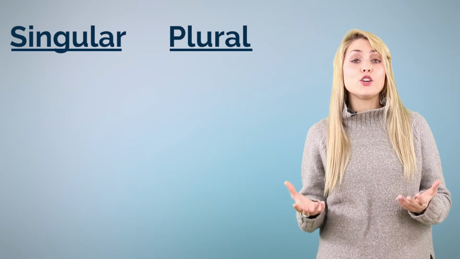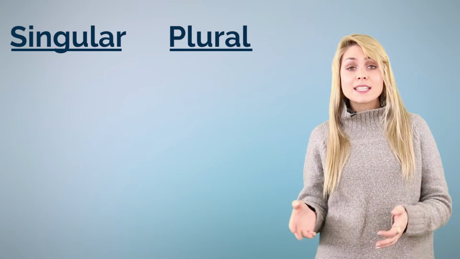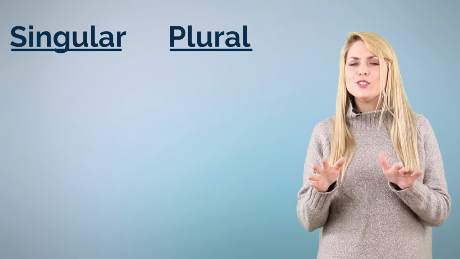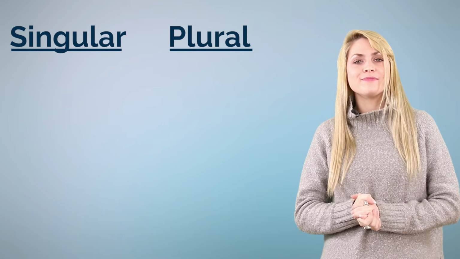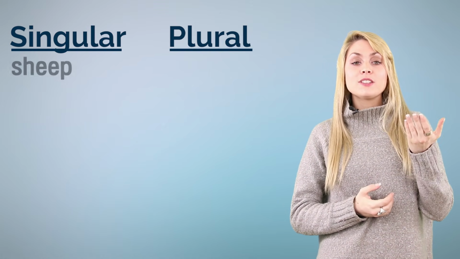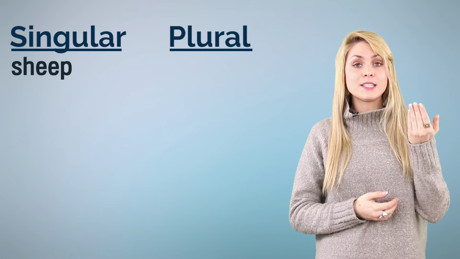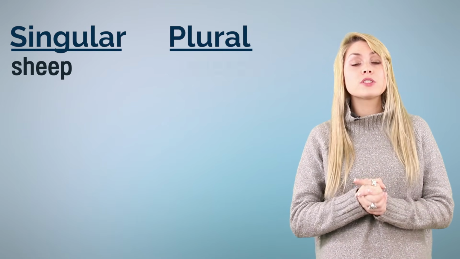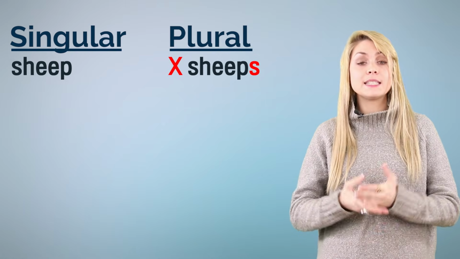Now, there are words that have the exact same singular and plural forms. They are not common, but you need to know a few. Let's take a look together. As you can see, sheep is the singular form, but the plural form is not sheeps. It is sheep.